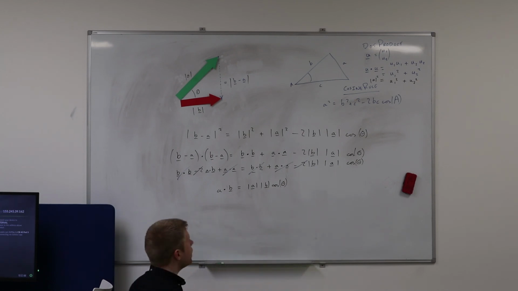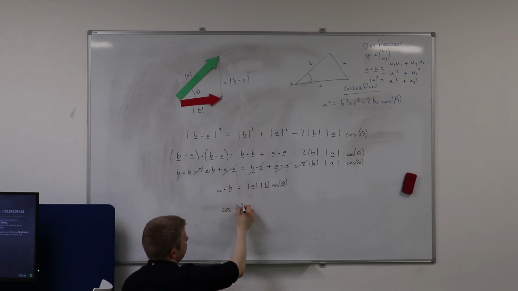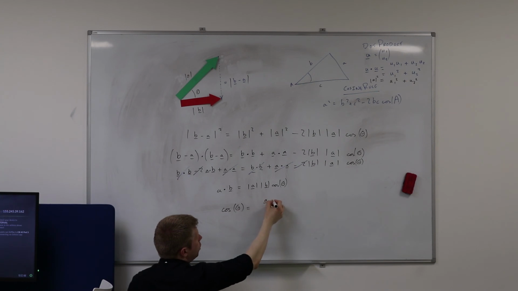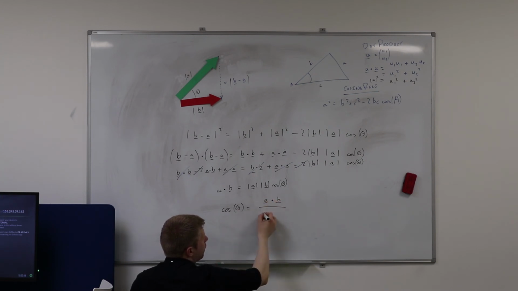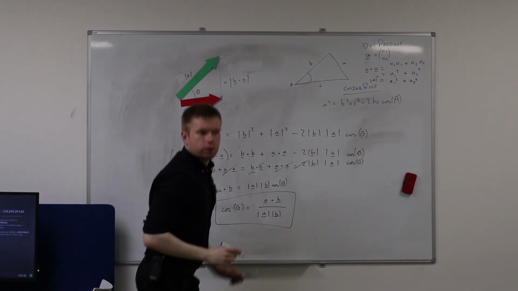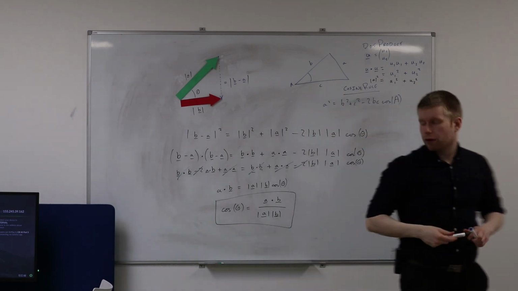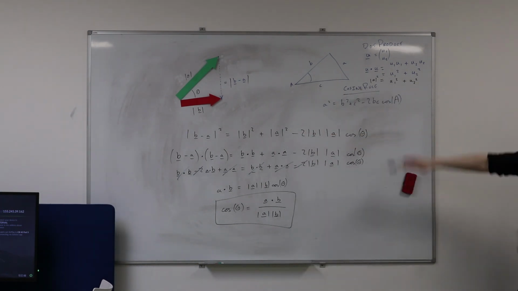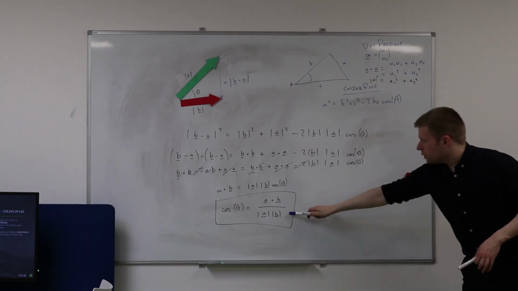Or if I wanted it more generally, because I want to find that angle there, I just divide by the modulus of those two things. So I could say that cosine of theta should be equal to a dot b divided by the modulus of a modulus of b. Okay? That is how I find the angle between two vectors. That's a proof. You don't need to know these steps, but you do need to know that.